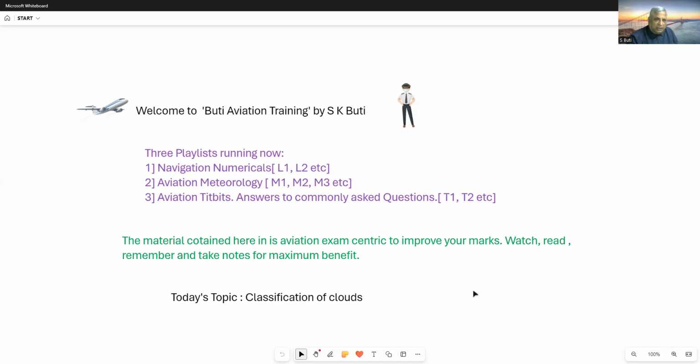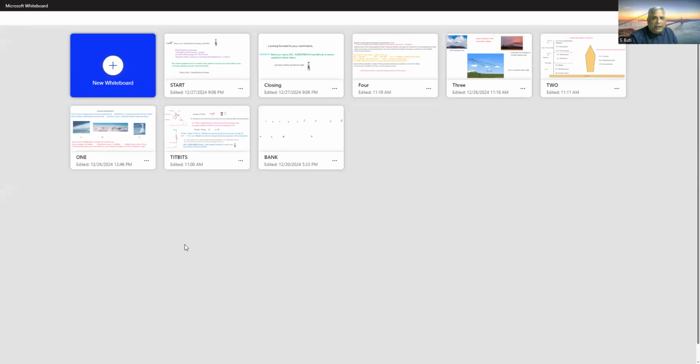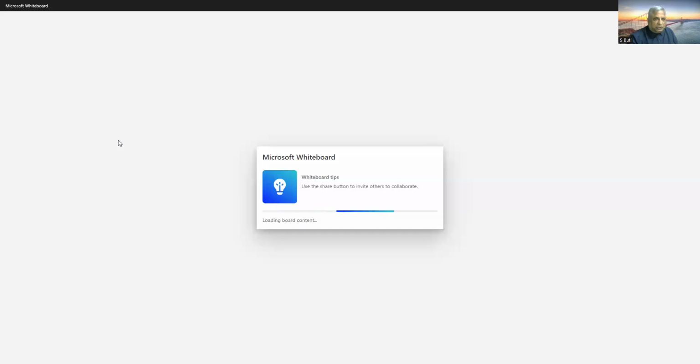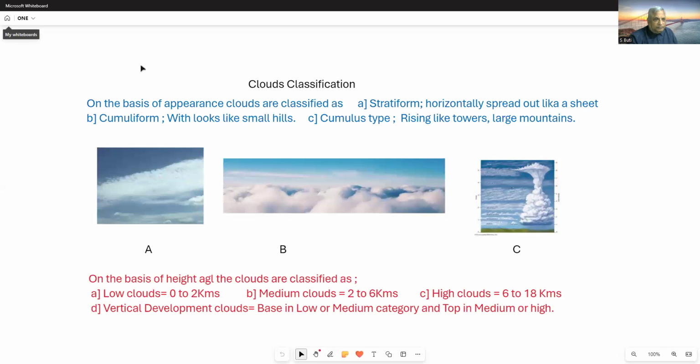And today we are going to cover how are the clouds classified and do they have different names? Okay, let's start with how the clouds are classified.